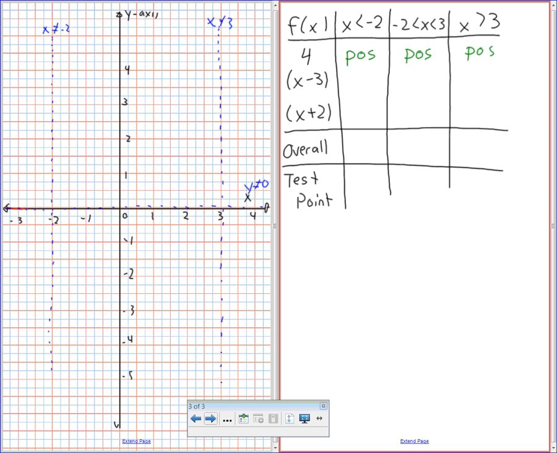I'm going to pick the test points here. I'm going to pick -5. I'm going to pick 0, and I'm going to pick 5. You can pick any test points you want. It does not matter, all right, as long as they're in the range for that interval.